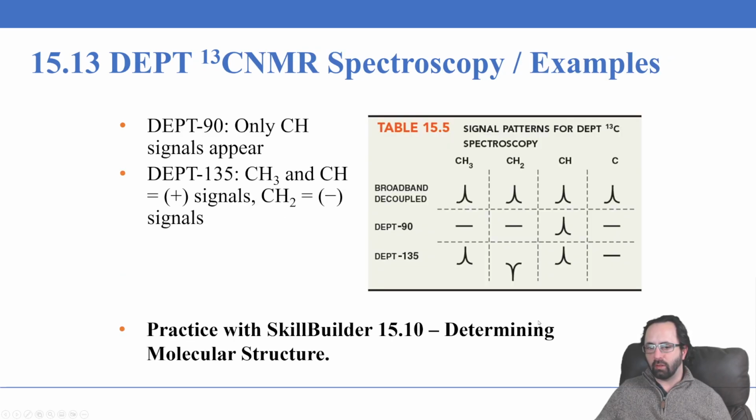So when it comes to the normal broadband decoupled NMR spectroscopy for carbon-13, you're going to get singlets no matter what the carbon is. If you do the DEPT 90, you'll get no signals for anything but the carbons attached to one hydrogen, and you get a positive signal for that. If you do the DEPT 135 technique, you'll get no signals for carbons attached to 0 hydrogens. But for carbons attached to 3 hydrogens or 1, you're going to have positive signals. And for carbons attached to 2 hydrogens, you're going to get a negative signal.